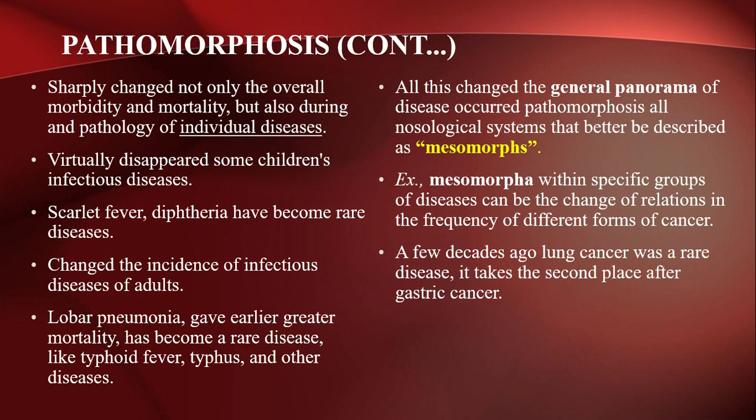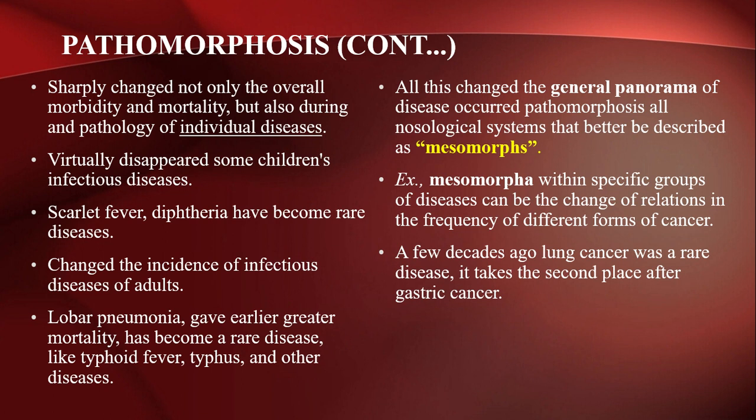They sharply change not only the overall morbidity and mortality, but also the course and pathology of individual diseases. Some children's infectious diseases have virtually disappeared. Scarlet fever and diphtheria have become rare diseases. The incidence of infectious diseases of adults has changed. Lobar pneumonia, which earlier gave greater mortality, has become a rare disease, like typhoid fever, typhus, and other diseases.